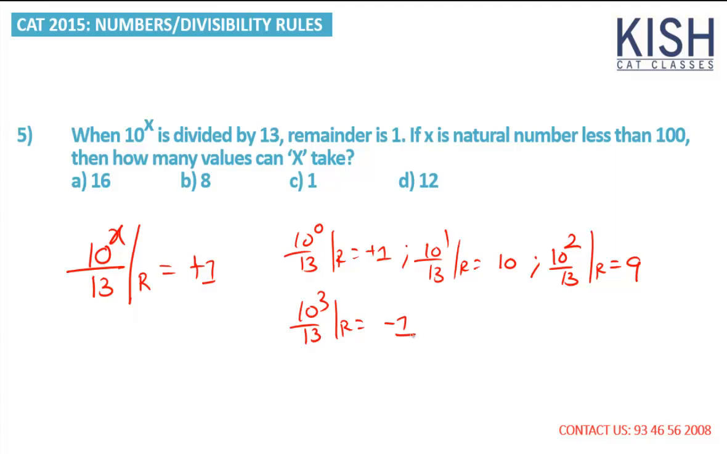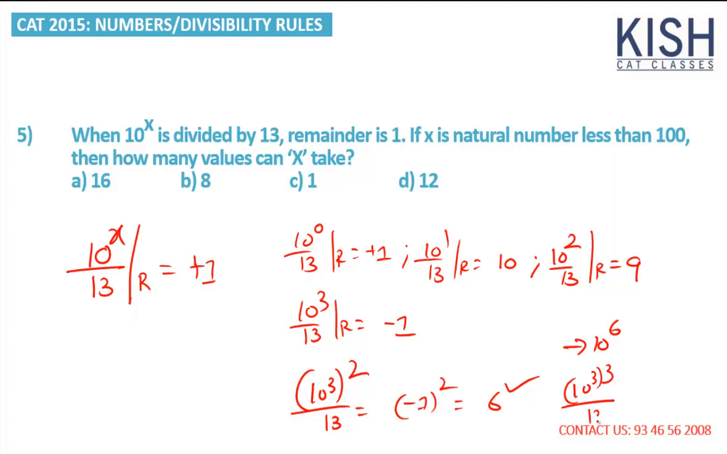Now for 10 cube we are getting minus 1. In such a case, for 10 cube whole square by 13, the remainder is going to be minus 1 whole square. That means it's going to be 1. Now this is nothing but 10 power 6. Now 10 power 9 is 10 cube whole cube divided by 13, that is minus 1 whole cube. We'll get minus 1 only. Now 10 cube whole power 4, that is 10 cube whole power of an even number, we get remainder as plus 1. In fact, 10 power 3 whole power even by 13, remainder is plus 1.